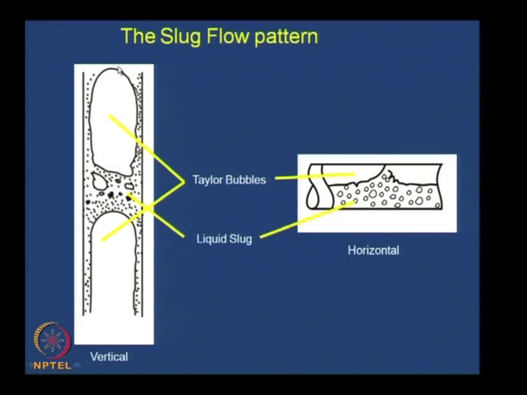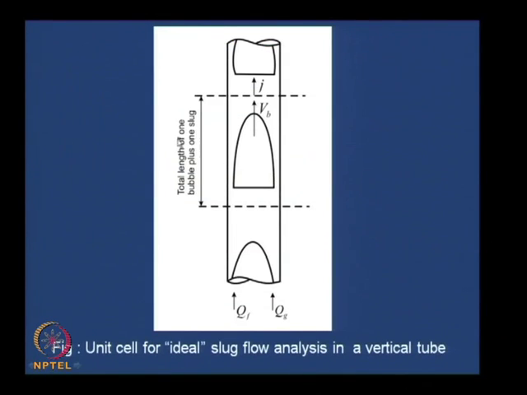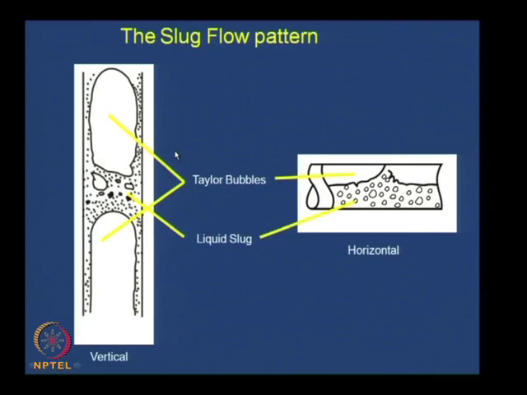Number 2, we find that as we reduce the diameter, the tendency of the liquid slug to become aerated also decreases. And more or less for very small pipe dimensions, say millimetric or micrometric channels, we find that slug flow is characterized by periodic appearance of Taylor bubbles and unaerated liquid slugs, as I have shown in this particular figure. This is an ideal slug flow in a vertical tube, and usually we find that when we go for narrow channels we get something of this sort.